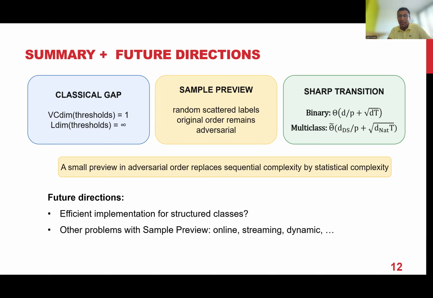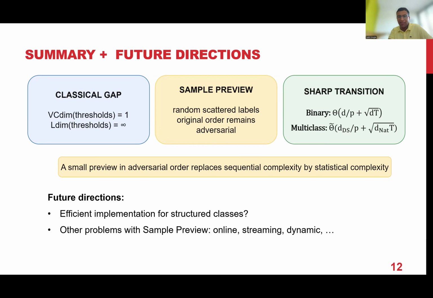Some future directions: one is, can we make this algorithm efficient for some structured classes? Currently everything was information theoretic because the hypothesis class was infinite. But if you have some structure on the hypothesis class, classically it's known that for statistical learning, offline learning, you can do polytime algorithms for some nice classes. So can we obtain similar guarantees for this online setup in the preview model?